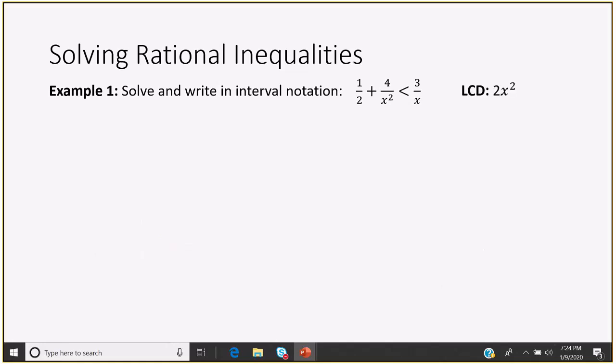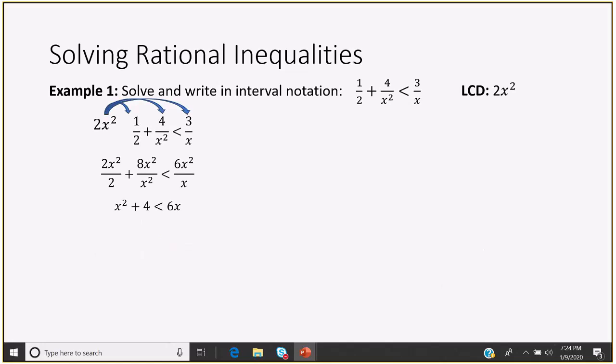So in this case, I'm going to treat it as though I'm solving a rational equation. My LCD is 2x squared. All of those denominators fit into 2x squared, so I would multiply everything by 2x squared. I would cancel out my denominators, I would subtract over 6x, and then I would factor.